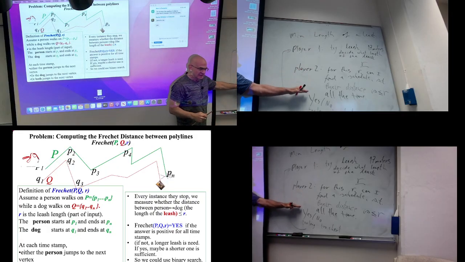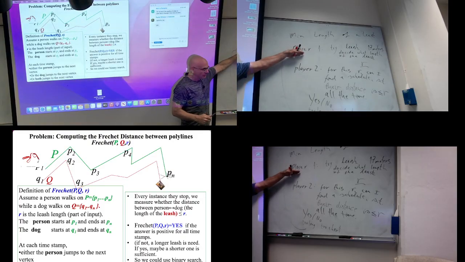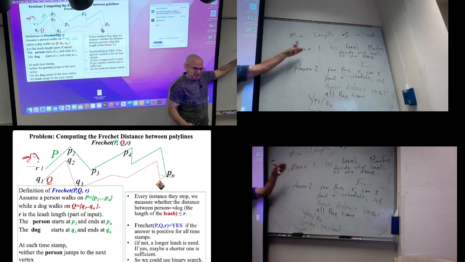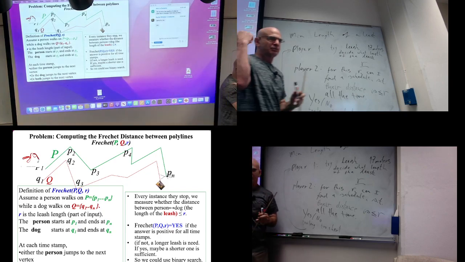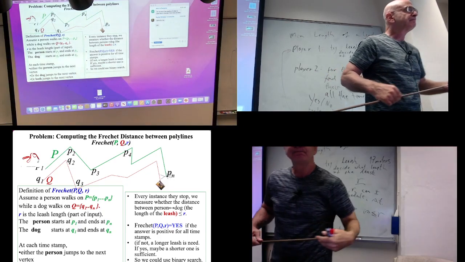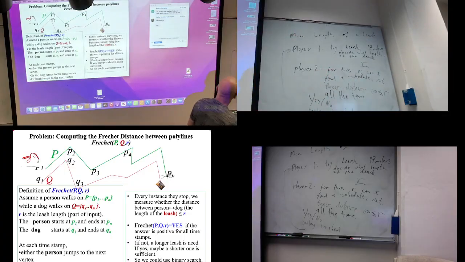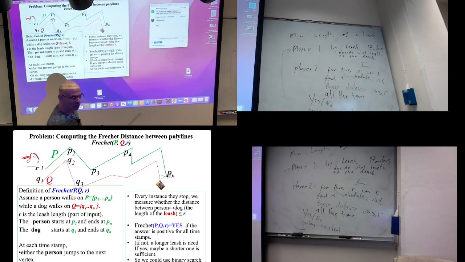If player 2 says no, then player 1 will say, again, binary search like, then try a leash that is a bit longer than the previous one, a bit shorter than the previous one, and so on. Makes sense, right? We just don't know how player 2 works.